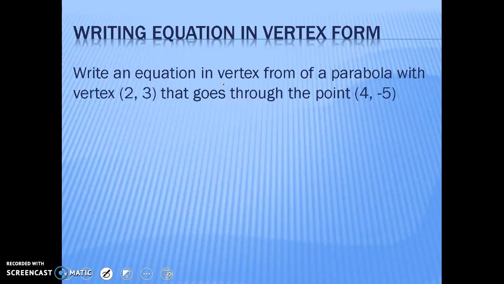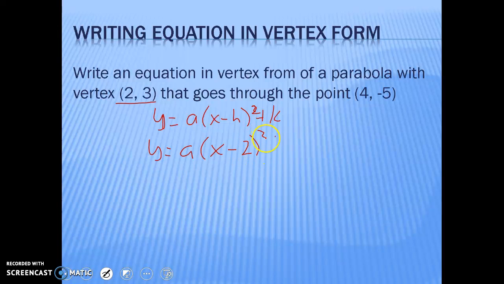Well, we're going to use vertex form to do this. Vertex form, remember, is y equals a times x minus h squared plus k. And we know that the vertex is (2, 3), and so we can go y equals a times x minus the h value. Well, that's the x value, which is x minus 2 squared plus k, which in this case is 3. So I would be done if I knew the a value, but I don't know the a value.